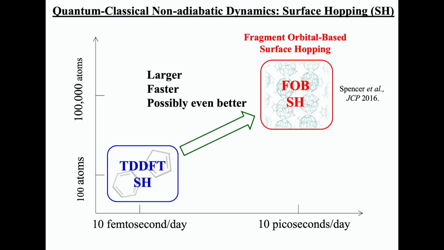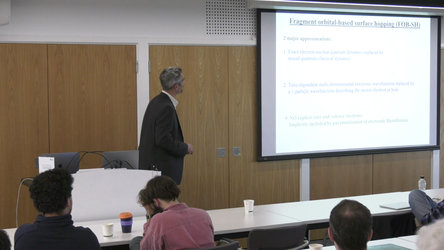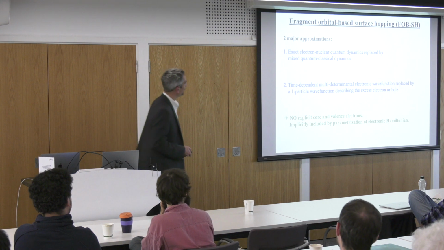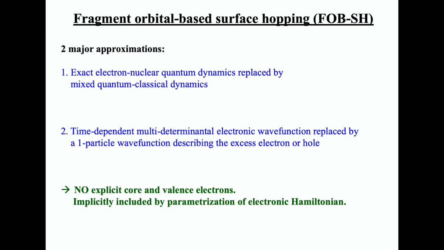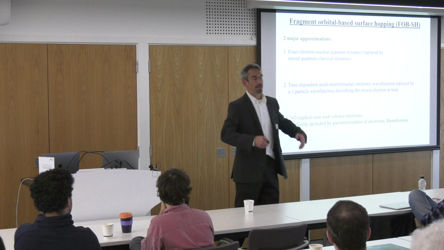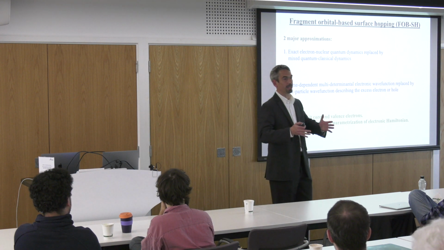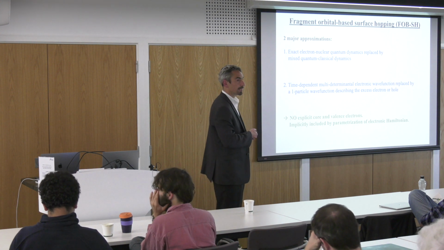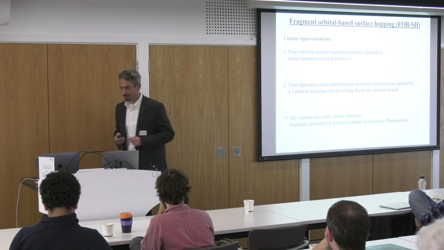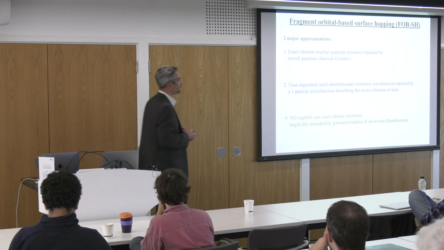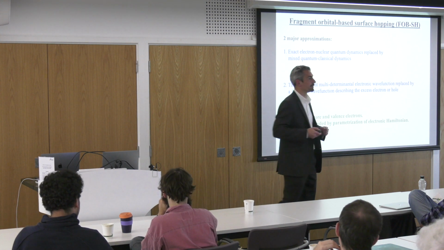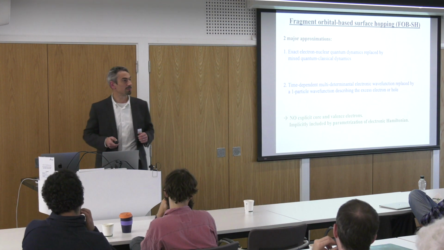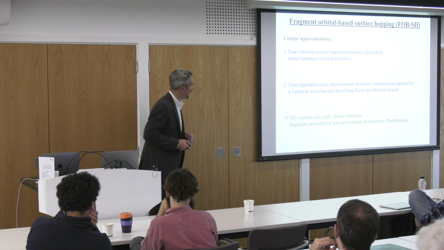What I would like to first explain, before I present some results, are the major approximations that we make. The first one is that the exact electron-nuclear quantum dynamics is replaced by mixed quantum-classical dynamics. That means we treat only the electrons quantum mechanically and the nuclei classically. You can doubt that this is a good approximation, but usually it is, especially if your modes are not too high frequency and at room temperature. It would have problems at very low temperatures, but that is not our aim.